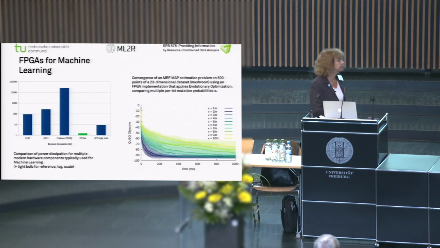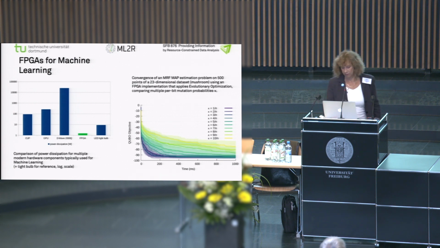And if you look at that, then you see the power consumption for the same problem of quantum annealing. The power consumption at D-Wave is like that, at GPUs it's like that, at CPUs it's like that, and this is what you need in energy if you do FPGA. Just for comparison, this is the energy an LED light bulb is using. So we can do a very heavy optimization problem using less energy than a light bulb. And it is actually converging, that's what we always show.